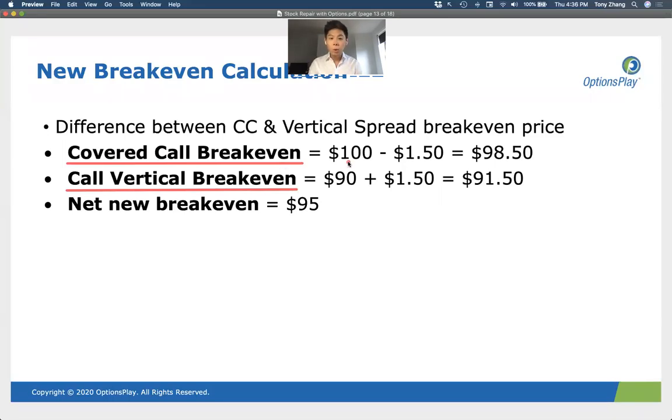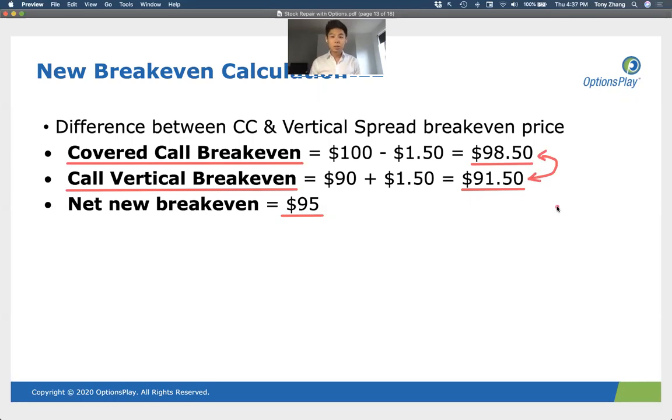So when I buy a $100 stock and I sell a covered call on it at $1.50, my break-even price is $98.50. When I buy a call vertical that has a lower strike of 90 that I pay $1.54, that means my break-even price on that is $91.50. So the difference between these two numbers, that's your new break-even price. In this particular case, I used fairly easy round numbers so that everyone can understand, but my new break-even price is 95, which is simply an average between these two numbers.